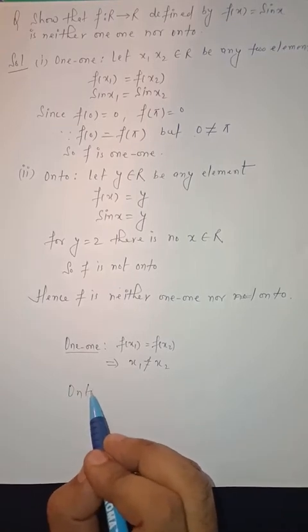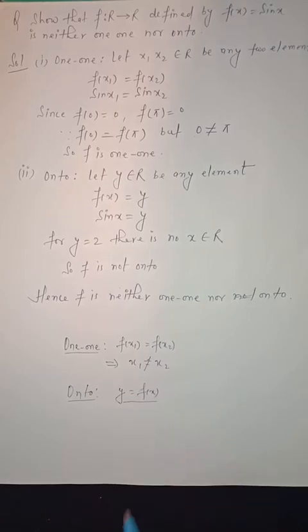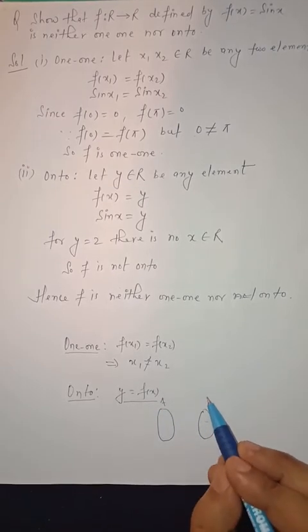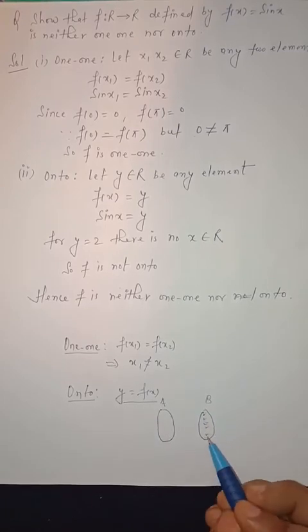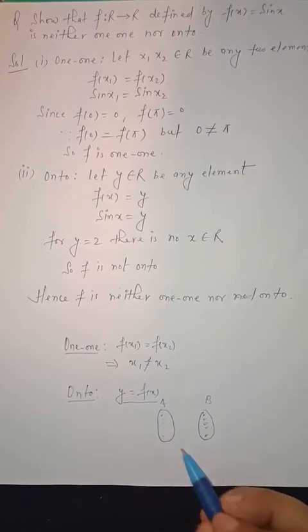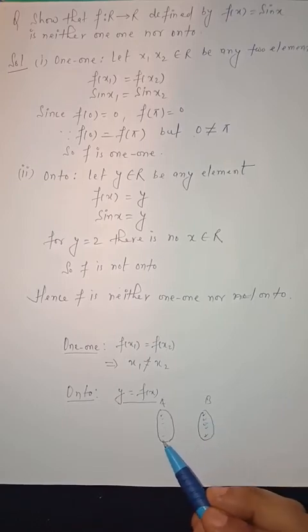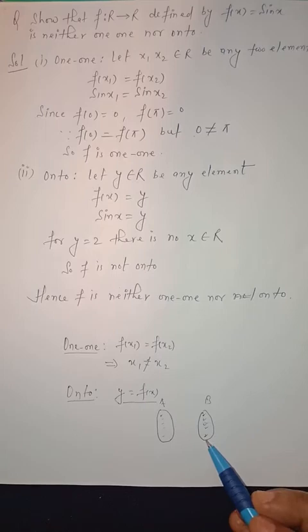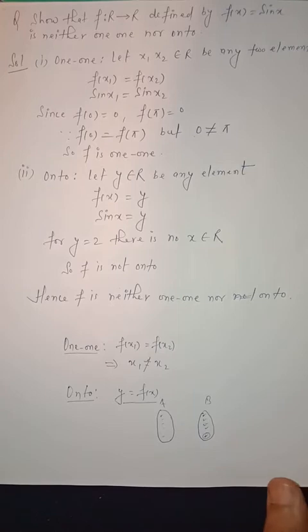And for onto, always assume y is equal to f(x), and you have to show that when this function is defined from set A to B, it means you have to show that all the elements in set B have pre-image in set A, or you can say that there is no element in set B which has no pre-image in set A, or there should not be any element in B which is left unassociated with an element of set A. So this is the concept behind this proving.